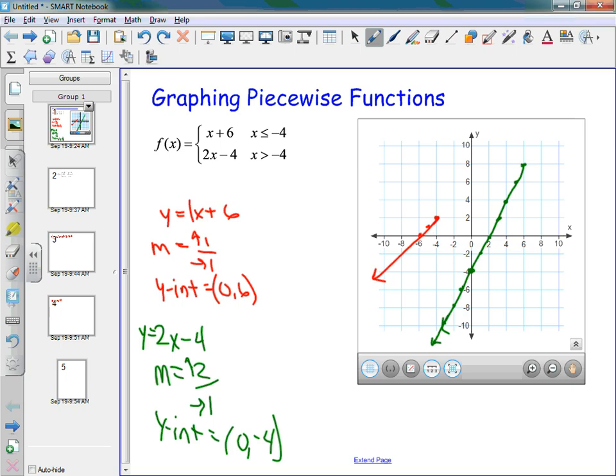I'm going to use the 2x minus 4 graph when x is greater than -4. So at -4, you're going to have an open dot, and it's going to go up. But it cannot go below -4, and it cannot be -4. So that's why you have the open dot at -4. Do we all understand that, yes or no? Okay?